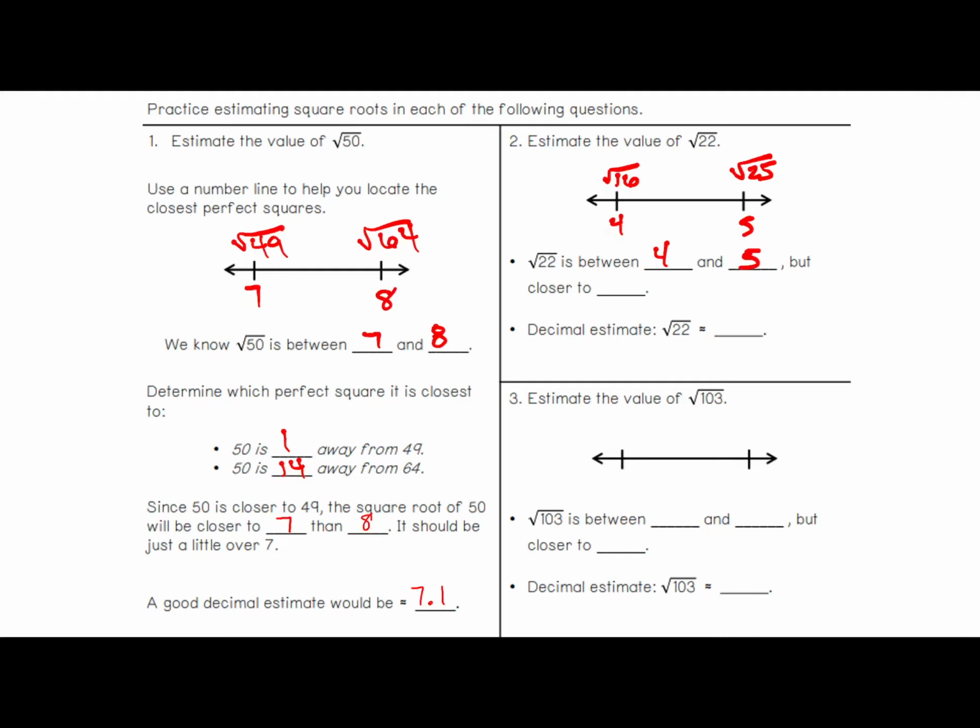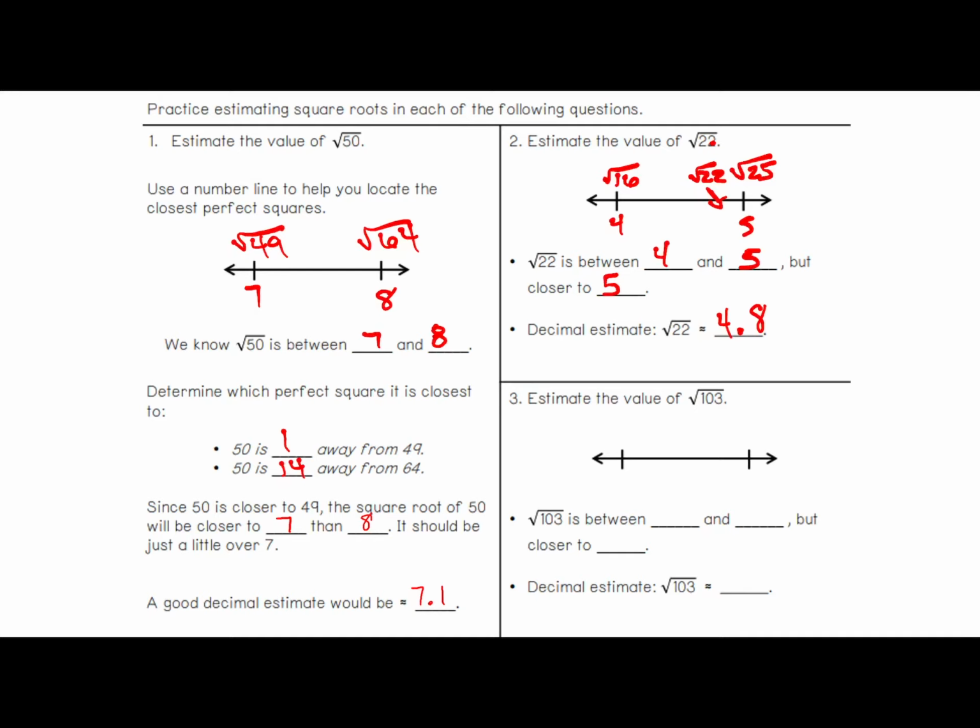Now we need to figure out which it is closer to. Let's see. 22 is 6 away from 16, and it is 3 away from 25. So I would say it's closer to square root of 25. So it's closer to 5. So we're going to say it's like 4.8.